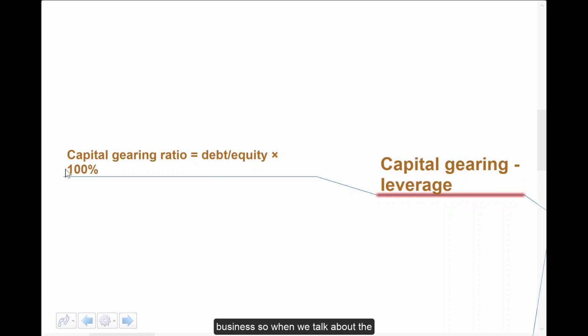So when we talk about the capital gearing ratio, you'll see we put debt divided by equity multiplied by 100%. Now, why do we do this? Why is it important? Because debt brings some issues with it. For example, it brings periodic payments. If you have a bank loan, you have to service or pay that bank loan every month, every quarter, perhaps annually. It also comes with interest.